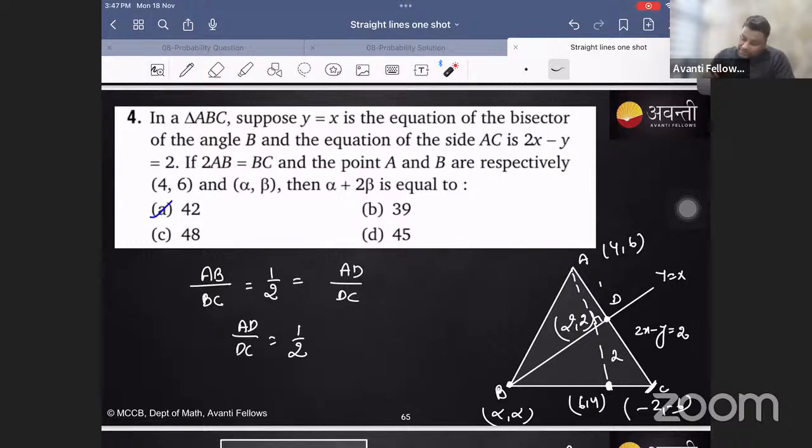So the image of any point, like this is the point, its image in this bisector will lie on the opposite side. So the image of 4 comma 6 in the line y equals x will be 6 comma 4. So you got 2 points on this. Write this equation, solve this equation y equals x, you get vertex P. Got it?